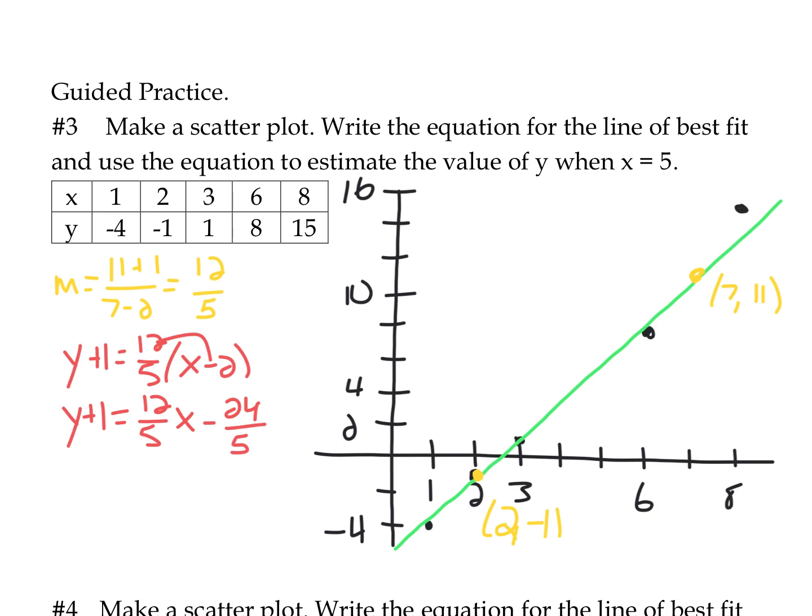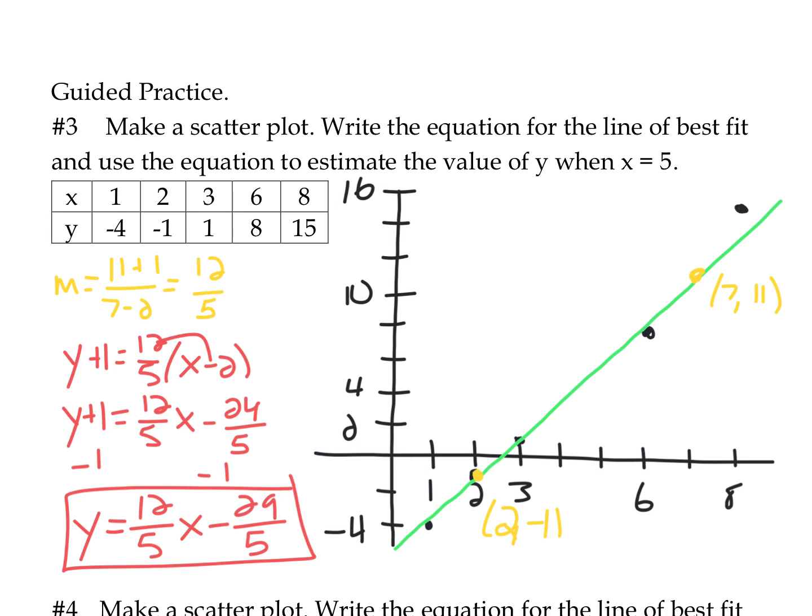Now when I subtract 1 on both sides, subtracting 1 is like subtracting 5 over 5. I'm going to have y equals 12 over 5x minus 29 over 5. So that would be my equation for the line of fit. Right? That's my line of best fit, and I write the equation.